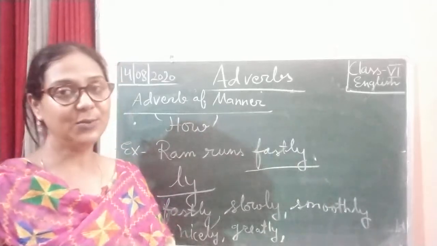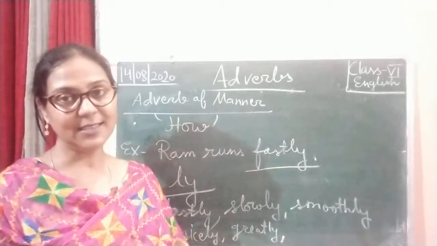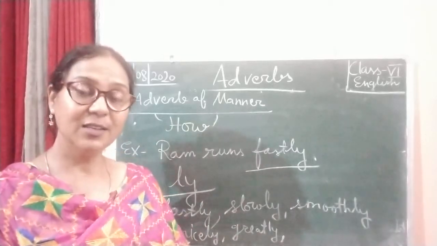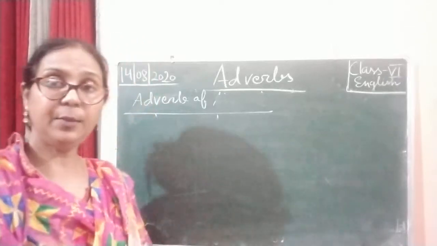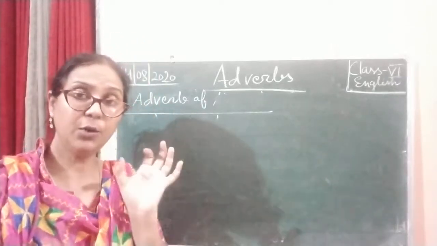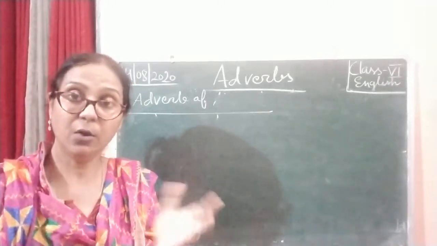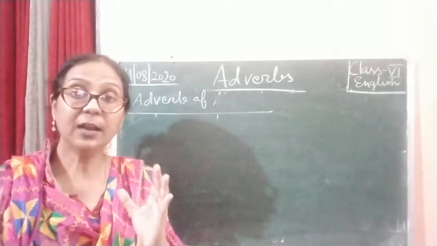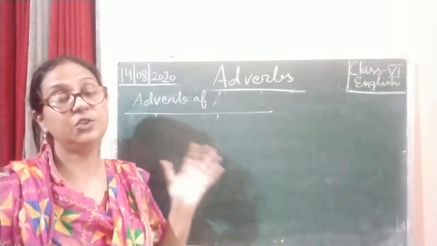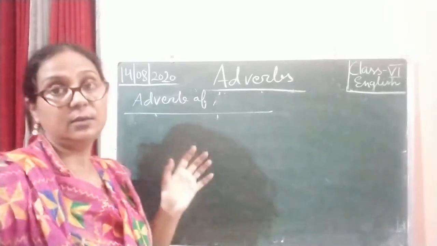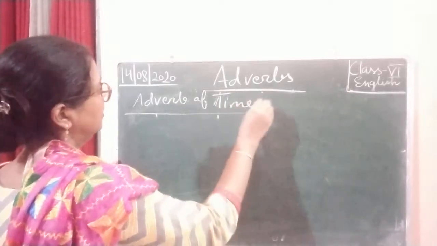Now we are moving to the next kind of adverb, that is adverb of time. Adverb of time indicates the time or duration of an action, when it was done or is being done. So we always keep in mind that it shows when the action is being done. So adverb of time shows when.